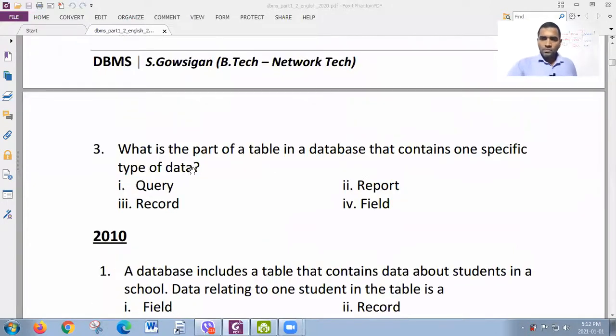Third one. What is the part of a table in a database that contains one specific type of data? I also explained this one. I gave some importance to this one when I revised. What is the part of a table in a database that contains one specific type of data? What's the answer? Who is it? Kajani?